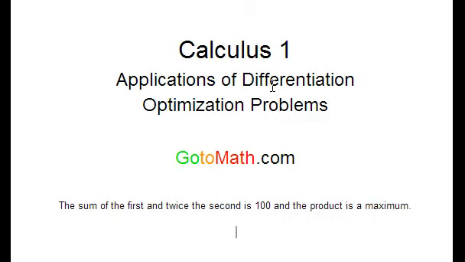All right, Cal 1, we're doing applications of differentiation. Of course, we're working optimization problems. We're looking for two positive numbers again, and this time the sum of the first and twice the second is 100, and their product is going to be a maximum. So we want to go ahead and set this up. The second part will be the primary equation because the product is a maximum. Let's go ahead and get started.